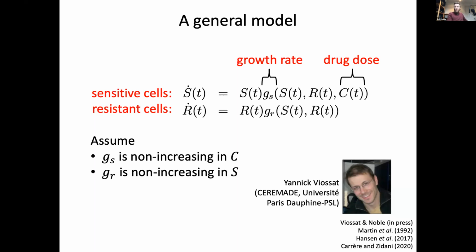That's a straightforward assumption based on the fact that we assume that the drug here has some usefulness. And secondly, we assume that the growth rate of the resistant cells is non-increasing in S. In other words, the sensitive cells cannot benefit the resistant cells. Those are our two main assumptions. We think these are reasonable assumptions, and they hold in pretty much all the adaptive therapy models that have been proposed. You'll note that we're omitting a couple of things. Firstly, any partial sensitivity of the resistant cells. And secondly, any ongoing mutations between these two cell types. I'll come back to that second assumption later on.